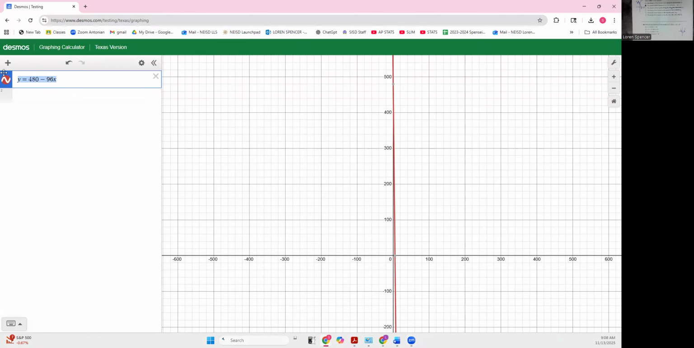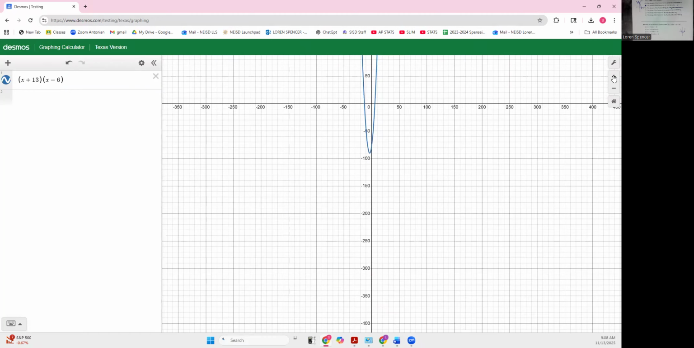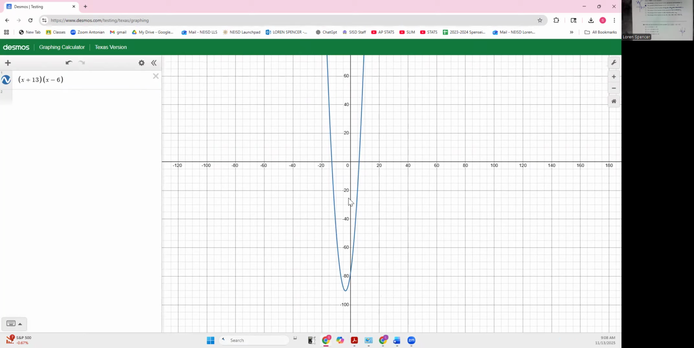I didn't share. There it goes. So sharing now, and I'll go ahead and plug in parentheses x plus 13. Let's just close all that out. Now I'll try again. x plus 13, close that, and then x minus 6. So there's our parabola. And all we care about is where it crosses the x-axis. So let's zoom in on that. Our solution, we have one at negative 13, 0.